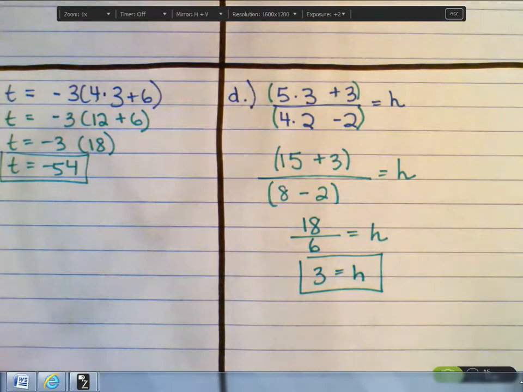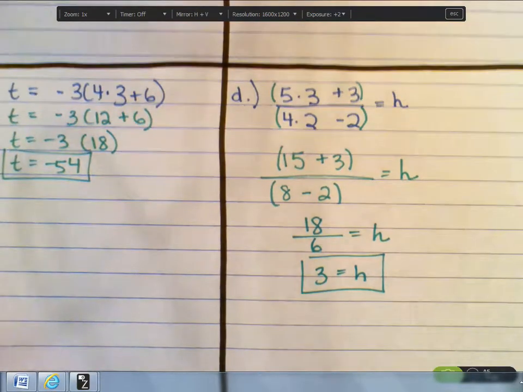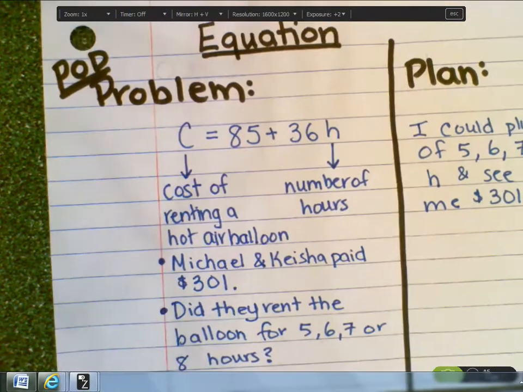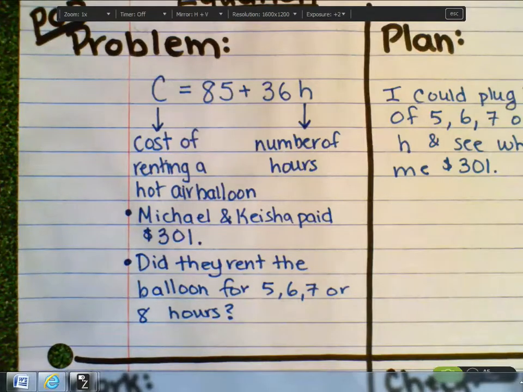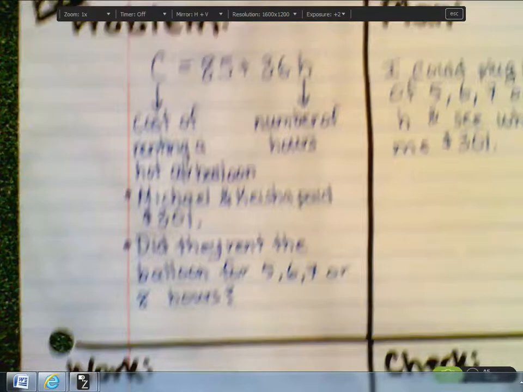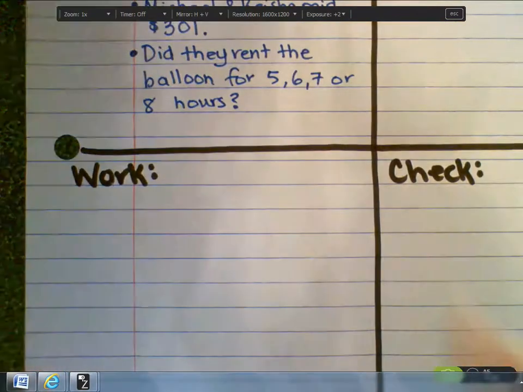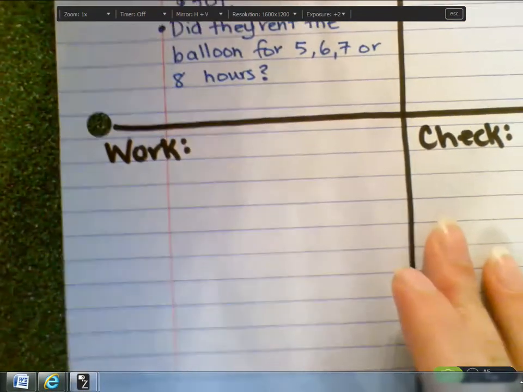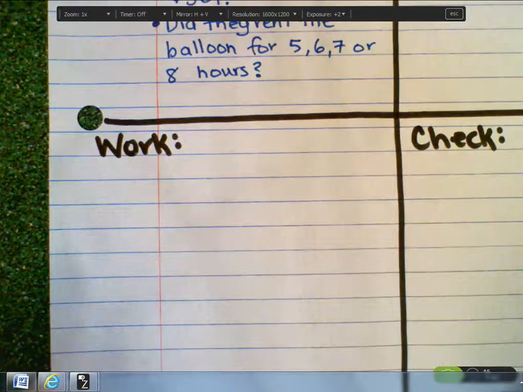Alright, so let's go back to our original problem now that we have been working through these examples. If you look back at this original problem of the day, remember that we had this situation. We were trying to figure out how long Michael and Keisha were actually up in the balloon for. So what I'm going to do is plug in the 5, 6, 7, or 8 in place of h and see if that works out. So go down to your work and let's do that together. Or you could pause the video at this point and do it on your own for a little bit and come back and see what you got.